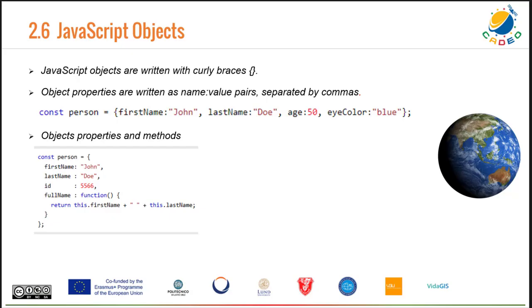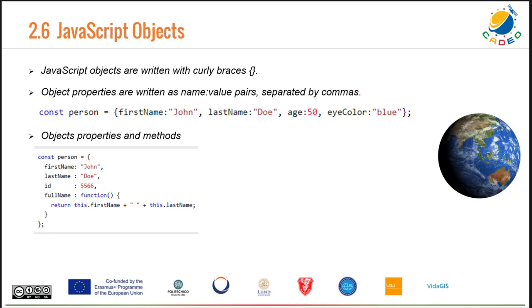JavaScript objects. Objects are variables too, but objects can contain many values. The values are written as name-value pairs, with name and value separated by a colon. It is a common practice to declare objects with the const keyword.